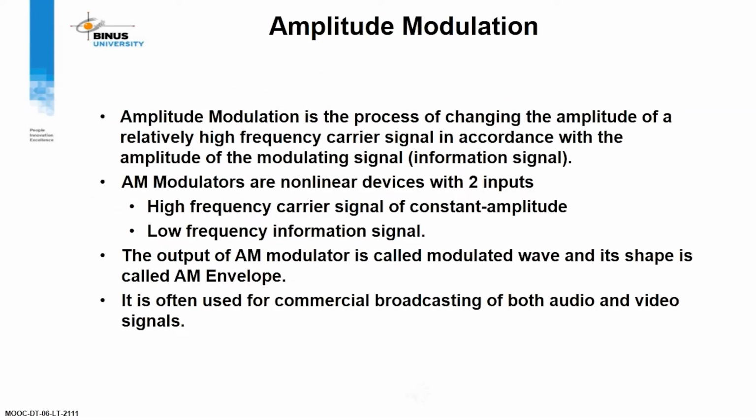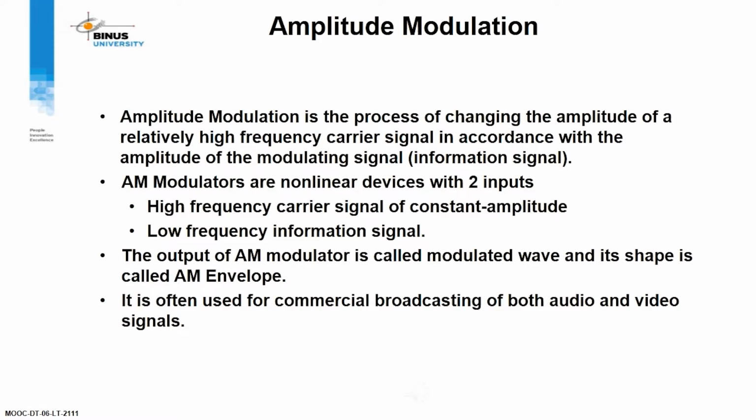Amplitude modulation. Amplitude modulation is the process of changing the amplitude of a relatively high frequency carrier in accordance with the amplitude of the modulating signal, the information signal.